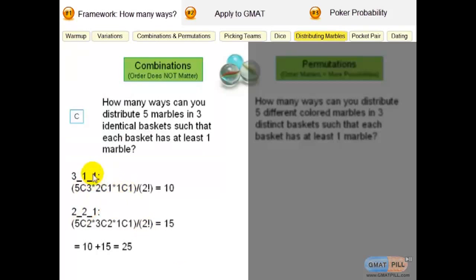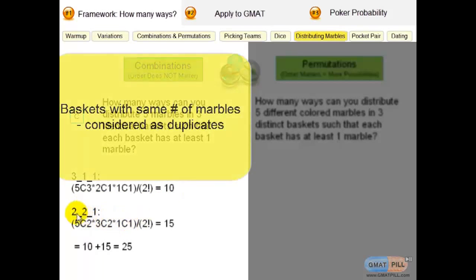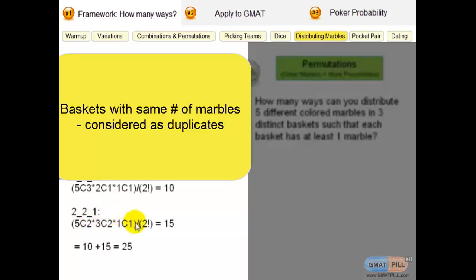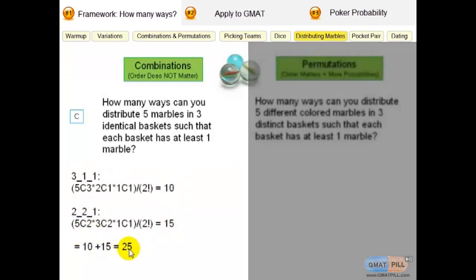And then since these are identical baskets, they don't really count distinctly, and so you have to account for the fact that these are duplicates by dividing by the number of baskets factorial, which in this case is 2 factorial. So this turns out to be 10. And then if you do the same thing for here, out of 5 choose 2, then out of the remaining 3 choose 2, then out of the remaining 1 choose 1, you still have to divide by 2 factorial because the 2 and the 2, these are identical baskets. So in this case you get 10 and 15, they add up to 25.